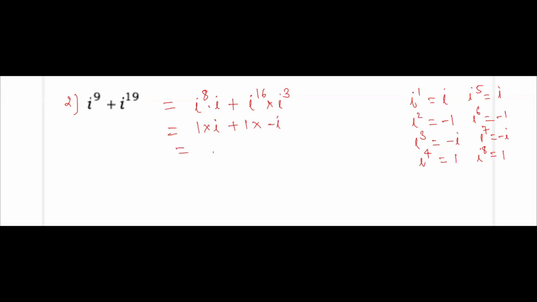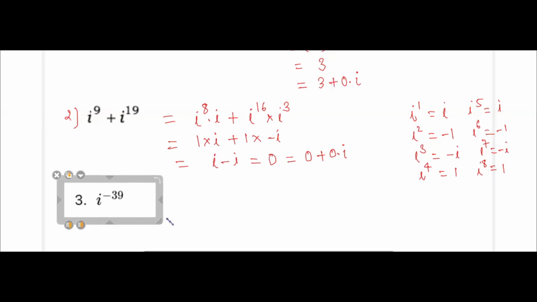So what you got is i and minus i, and you got a 0. Now this is a 0, and you have to represent it in a plus ib form. So you will write it as 0 plus 0 into i, and that will be your answer. So 0 plus 0 into i will be your answer in this case.